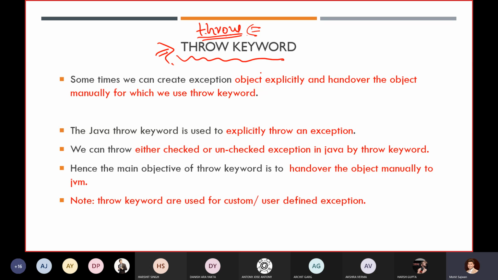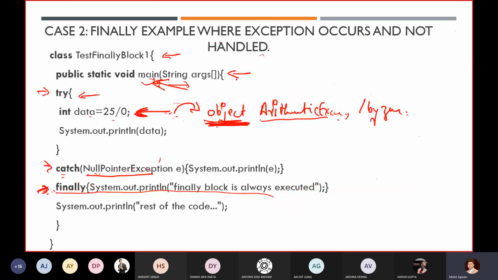Let's check it out, and using an example I'm 100% sure that you will be able to understand it. So let's go through the definition. Sometimes we can create exception objects explicitly. Right now, whatever objects we are creating, are we creating this exception object on our own?